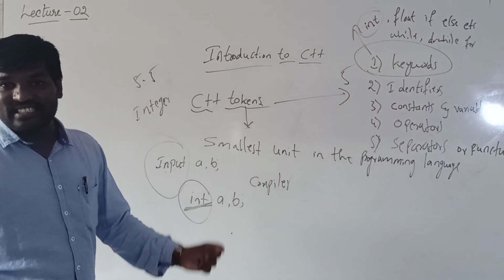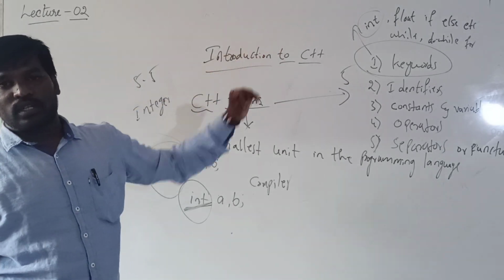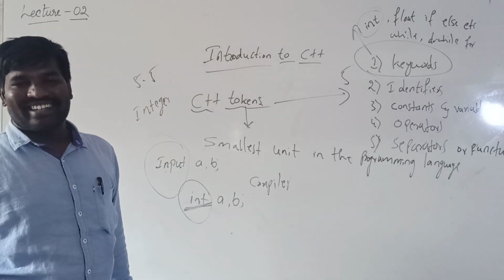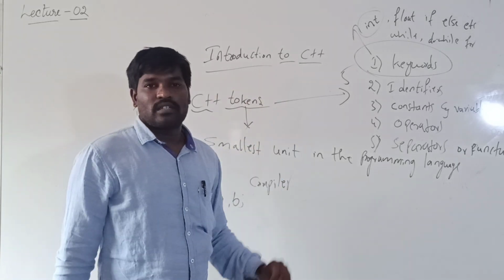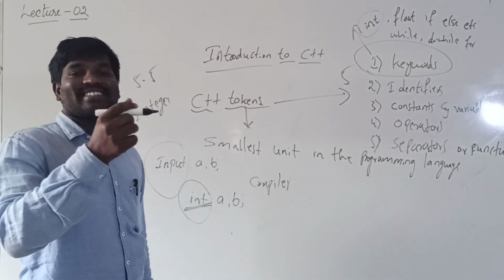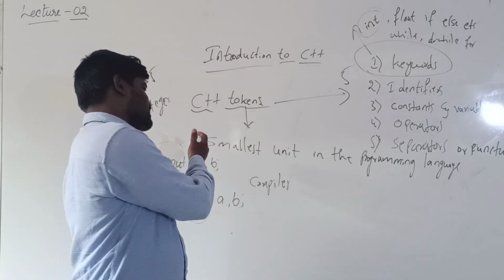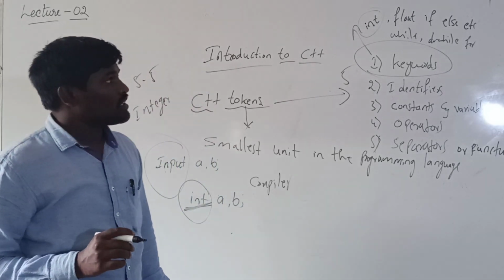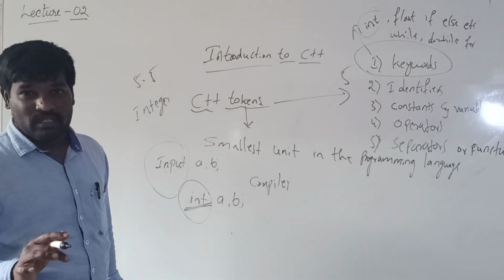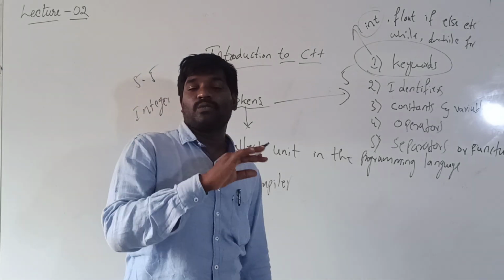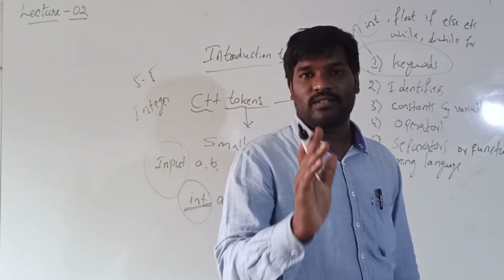Int means integer. In the same way, float. Here float indicates decimal type of values. If is used to test the condition, which you already know from the algorithm. In the same way else, in the same way while, do while, and for loop. There are so many inbuilt keywords.